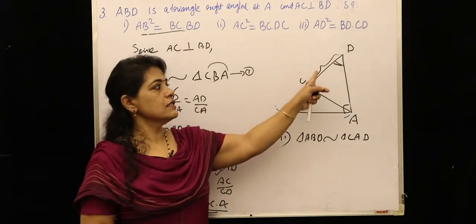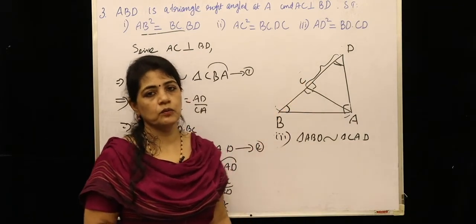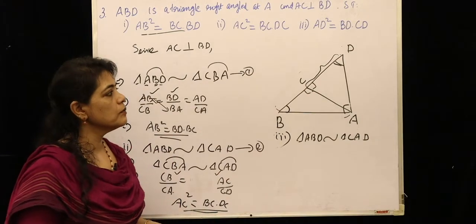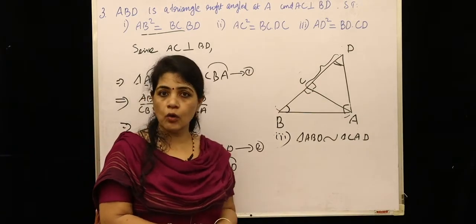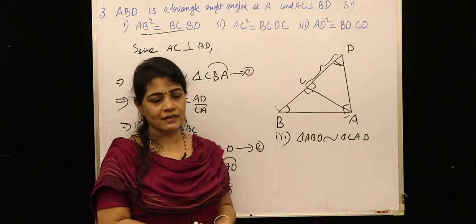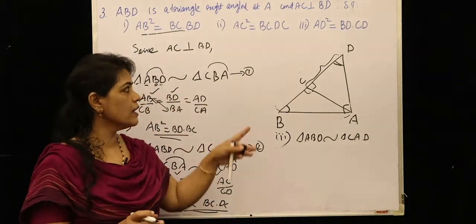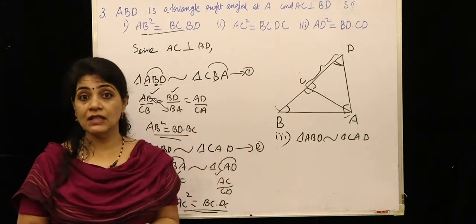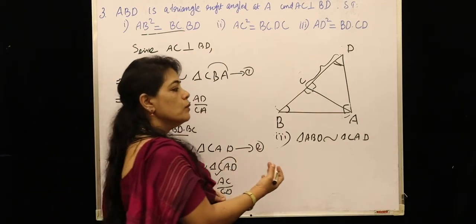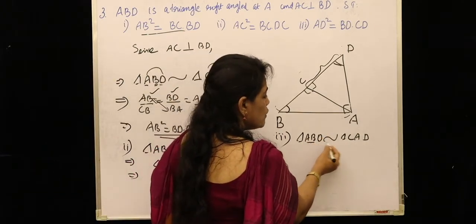Because AC is perpendicular to BD, the triangles on both sides of the perpendicular are similar to the whole triangle as well as similar to each other. That is the main result we are applying in order to get all these three results. Now we can equate their ratios.